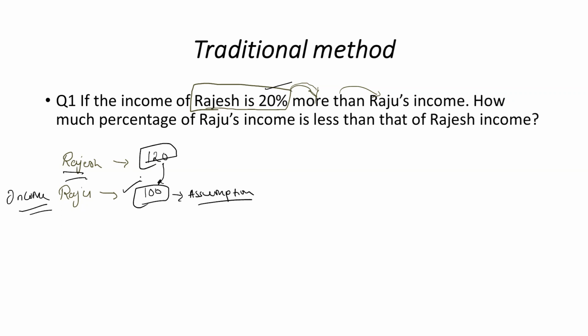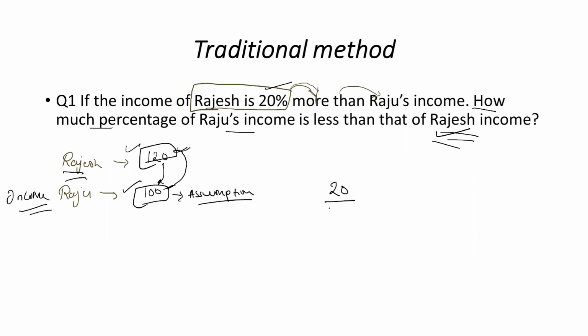So if the income of Raju is 100 and the income of Rajesh is 120, then what they have asked is how much percentage Raju's income is less than Rajesh's. So see, Raju's income is 100 and Rajesh's income is 120, so it is 20 rupees less than Rajesh's income. We have to calculate in the reference of Rajesh's income. The difference between Raju and Rajesh's income is 120 minus 100, which is 20.